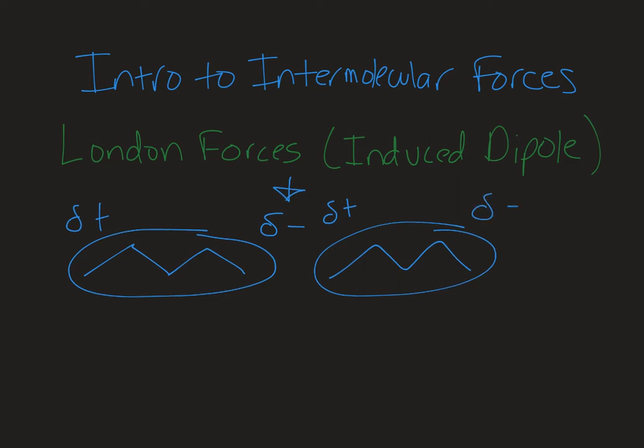So basically they're like little magnets, very, very weak magnets, lining up so that the oppositely charged ends of the molecule are near one another. These forces are present in all molecules because all molecules have electrons involved in the connectivity of those atoms.